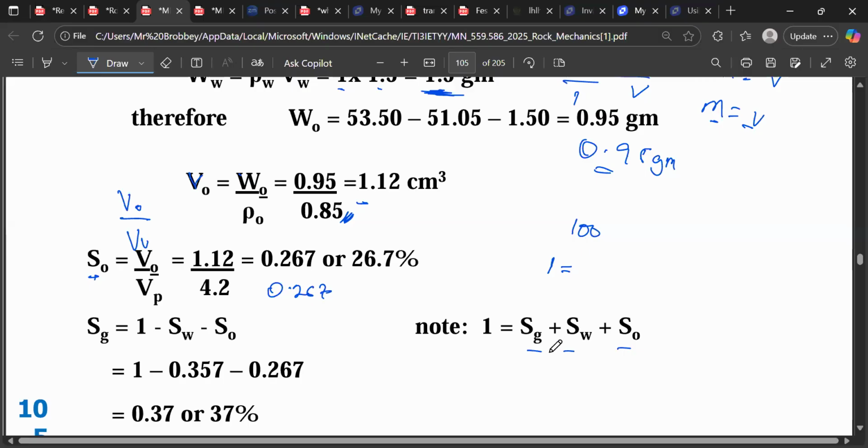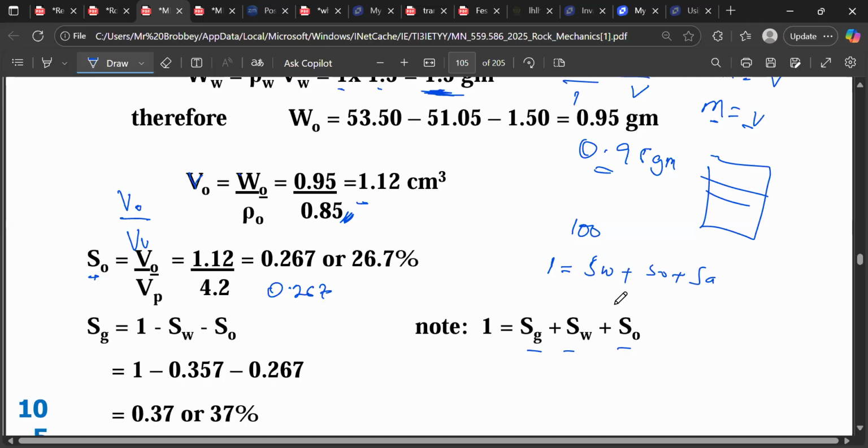So if we have the saturation of water plus the saturation of oil plus the saturation of air. Now, we cannot ignore the saturation of air. Because it is a three-phase system, we also want to see that a portion is also filled with air. There are voids in there that are filled with air and not with oil or water, right?